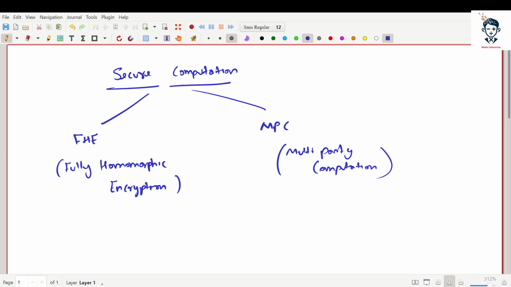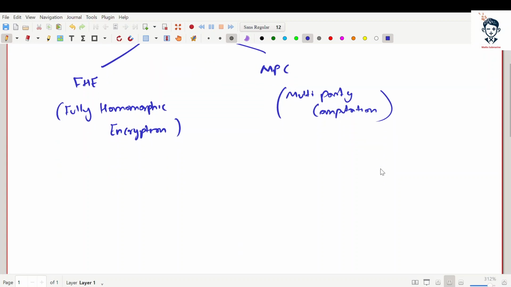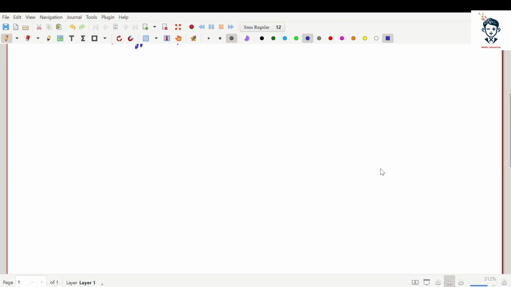Okay, now we will first start with FHE and then multi-party computation. Let us start basic. What is fully homomorphic encryption? See, in cryptography, suppose you have a plain text, a message M, and you encrypt it. I am going to denote it by this. This means encrypted M. This is your ciphertext. This is your plain text. This is your ciphertext.